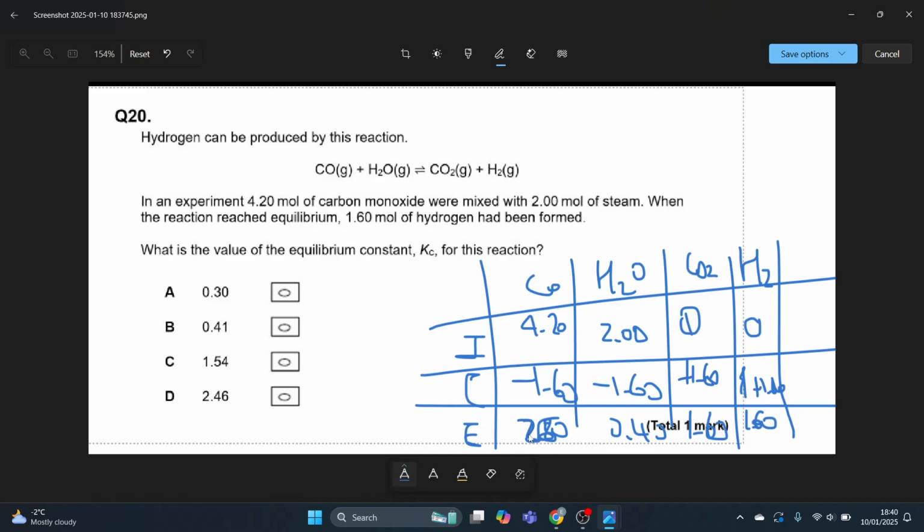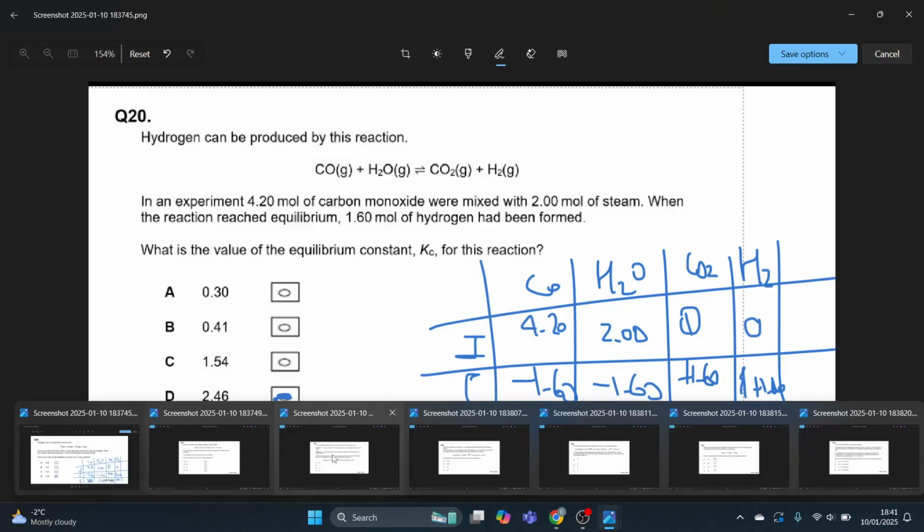Products to the power of P, but all 1 mole, so we don't need to worry about the powers. I get 2.46. Next one.